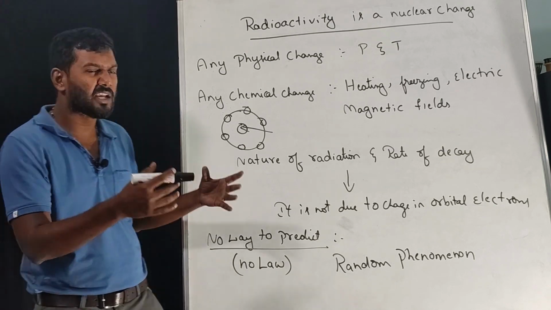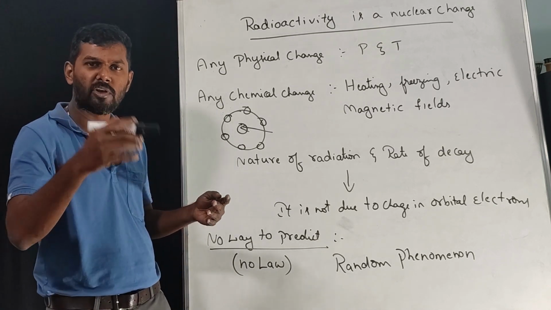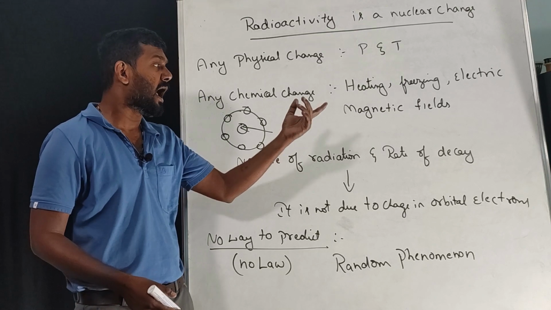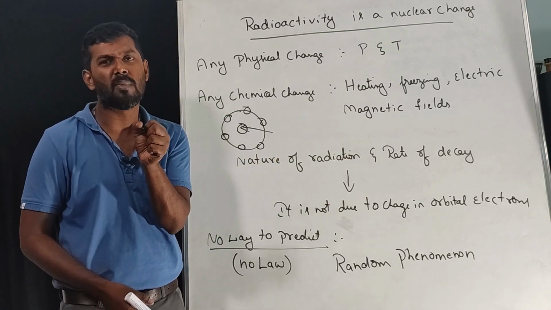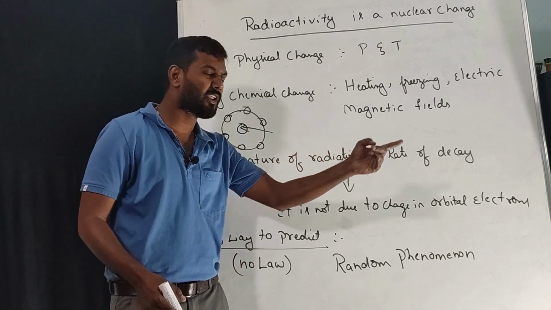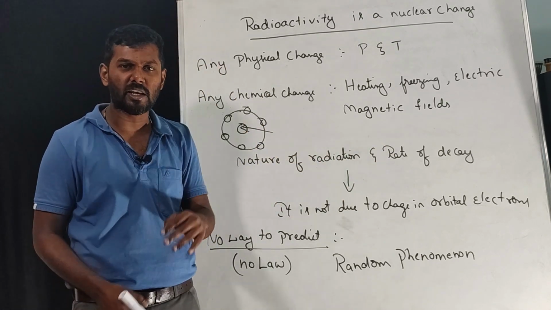The nature of radiations like alpha, beta, gamma, positive, negative, uncharged, all those things, and rate of decay. What do you mean by decay? The disintegration, the reduction in mass. Okay, that is nothing but decay. Rate of decay means whether it increases or decreases.